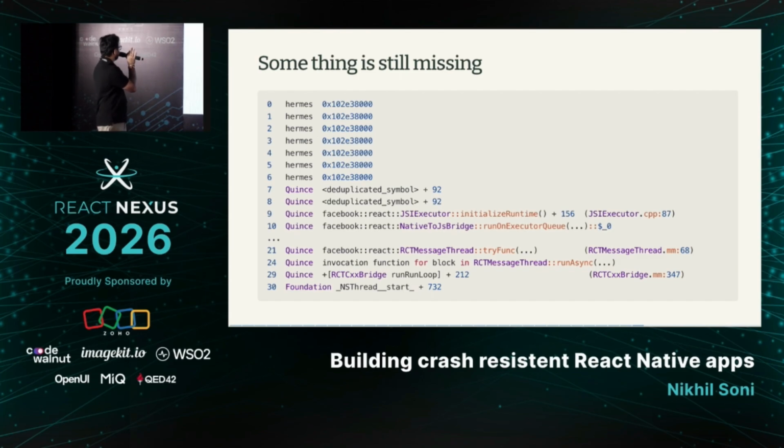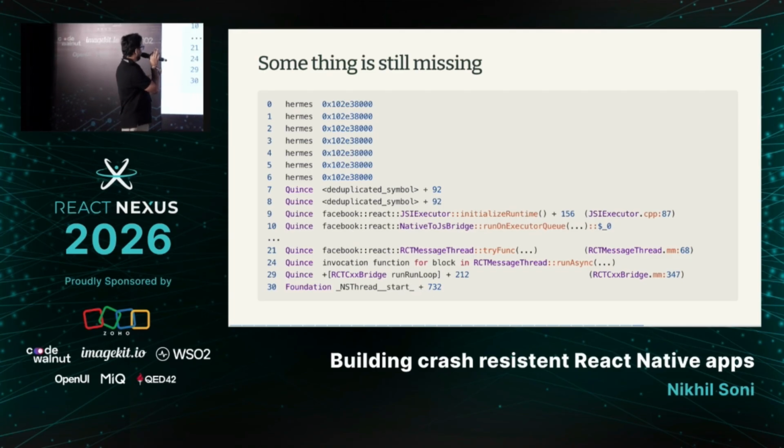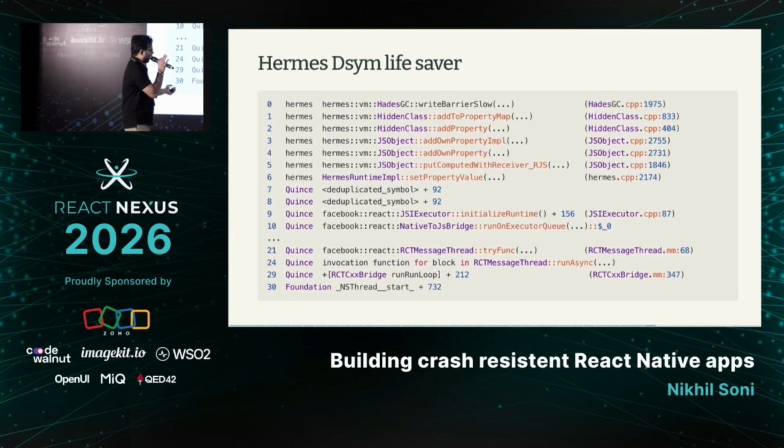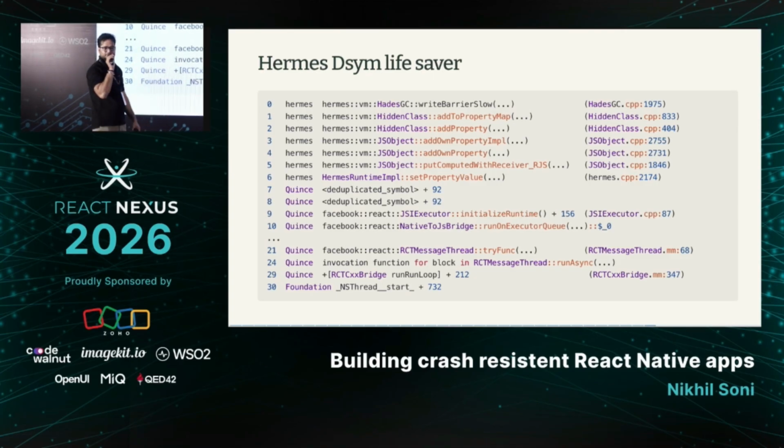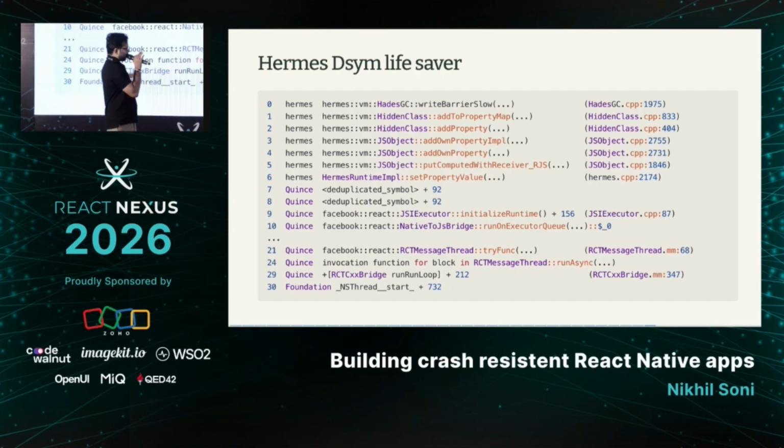I'm again getting 0x102E38000, which I don't understand. So we need something else. There is something called Hermes DSYM. How many of you are aware of Hermes DSYM? No? Hermes DSYM is something which will allow you to get this stack trace as well.